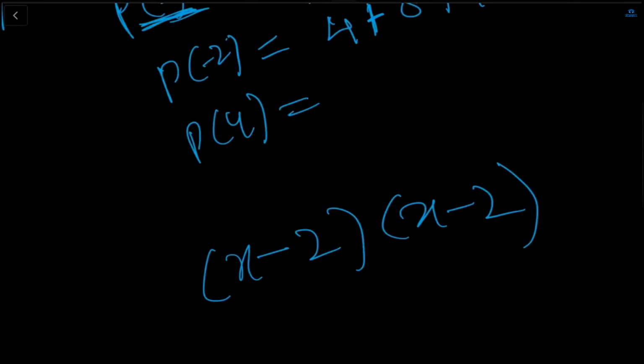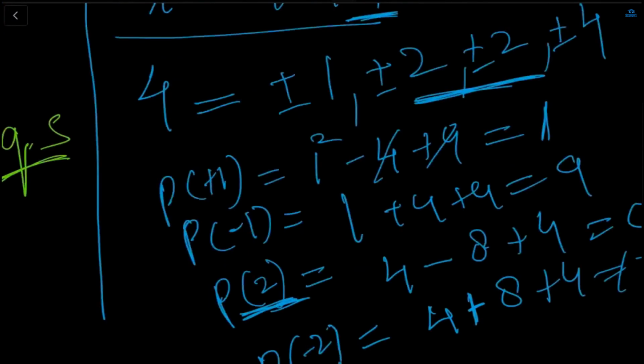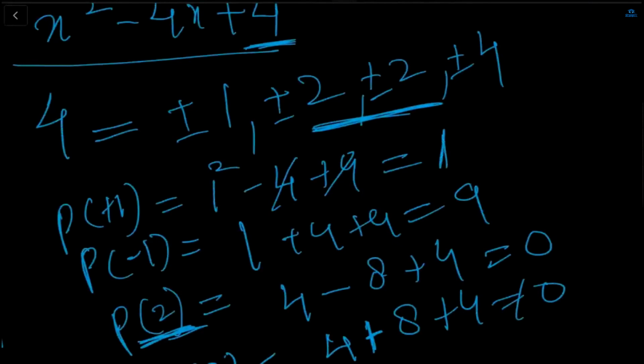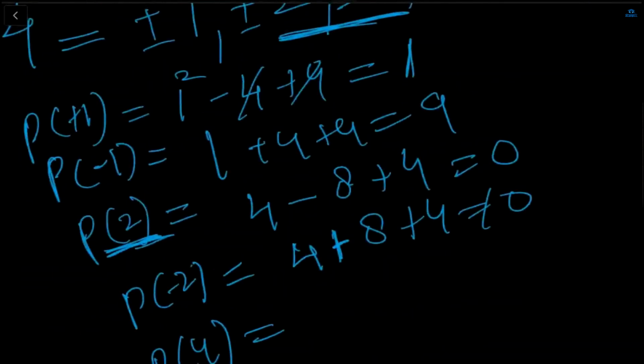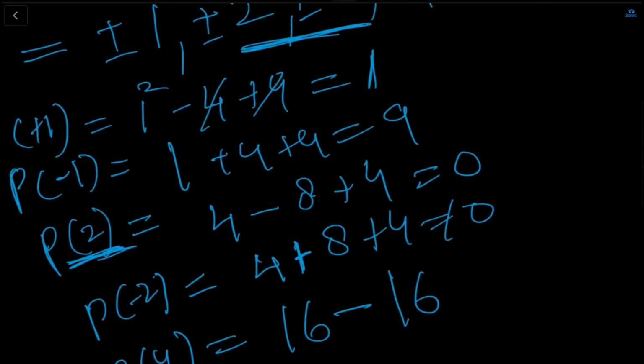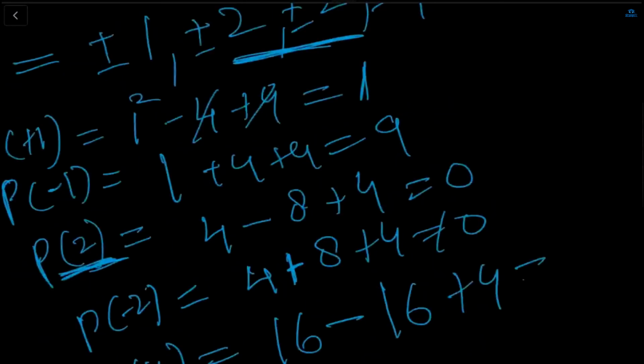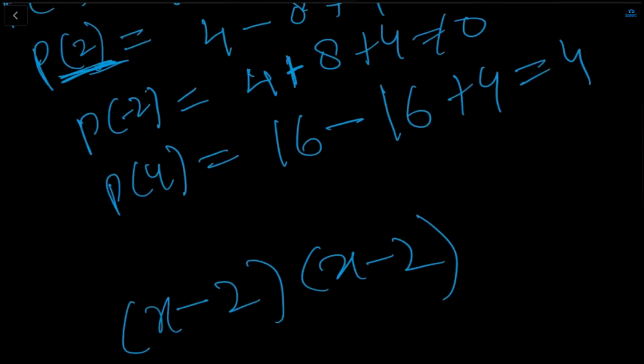Understood, Shazan now? Yes, ma'am. So this means 4 will also be a factor. You need to check at 4, plus 4 and minus 4. At 4, 16 minus 16 plus 4 will be there, so again it will be 4. It is not equal to 0, so this is not a factor. If you put P minus 4, then also it is not a factor of this.